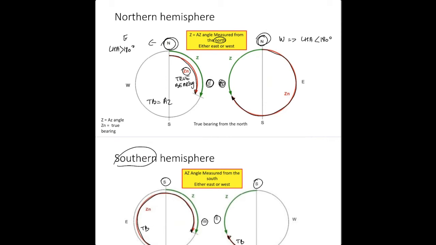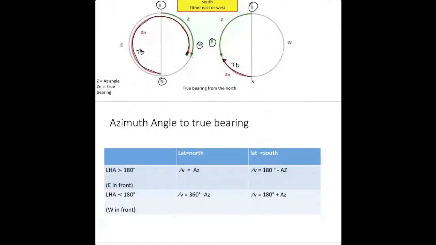In this case, 360 degrees minus true bearing is azimuth angle. So this is what is mentioned here. So we differentiate between LHA bigger and LHA smaller than 180 degrees.